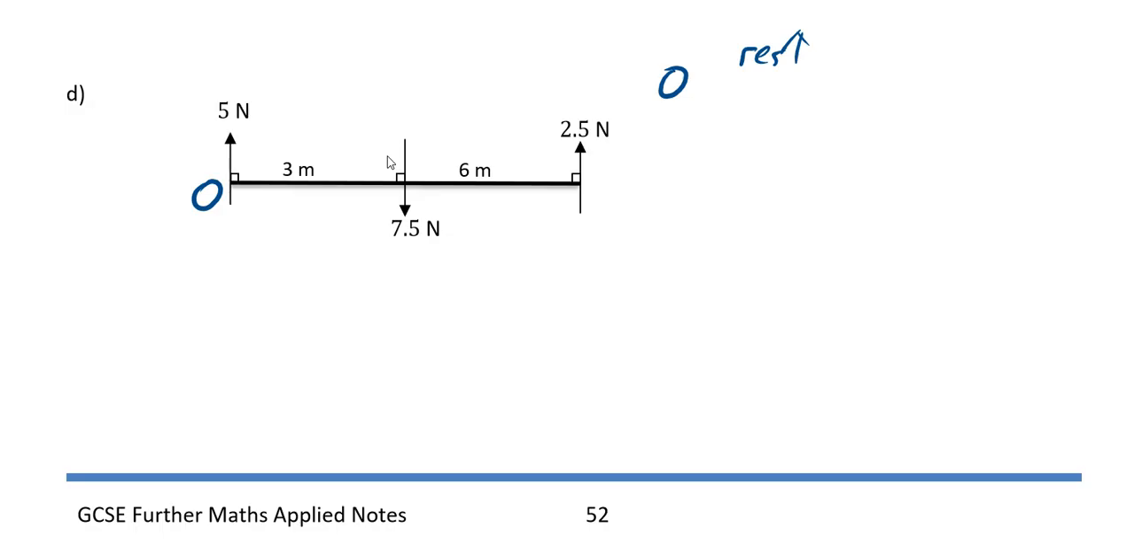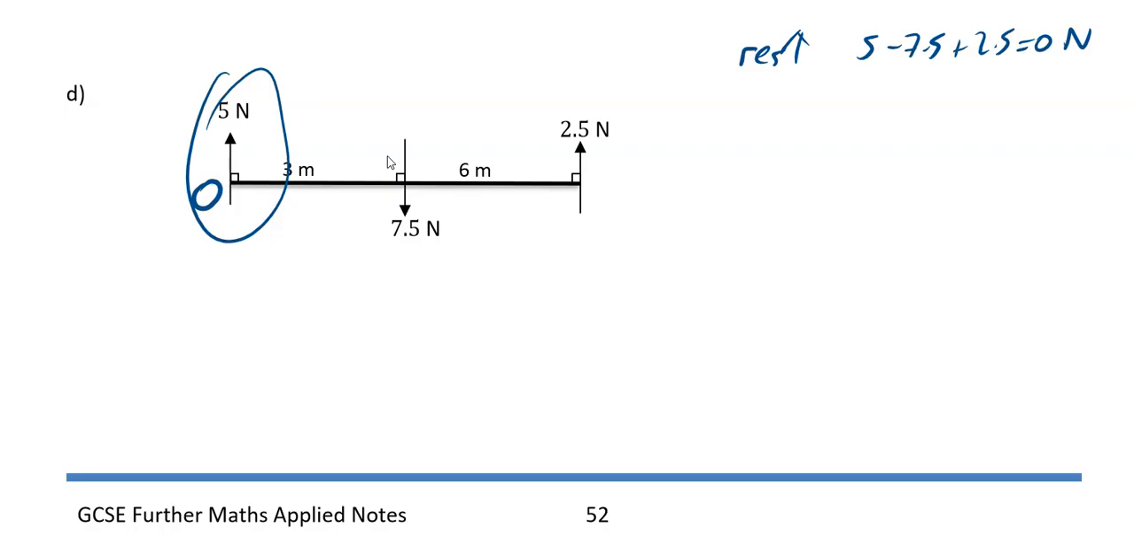resolve vertically, you've got going upwards, you've got 5 minus 7.5 plus 2.5, which equals 0 newtons. So your resultant is 0 going vertically. It was the same in the last one, but it wasn't an equilibrium in the last one. But let's have a look and see about this one. So first of all, what is the turning effect of this 5 newtons, which is going through our point about which we're taking moments?